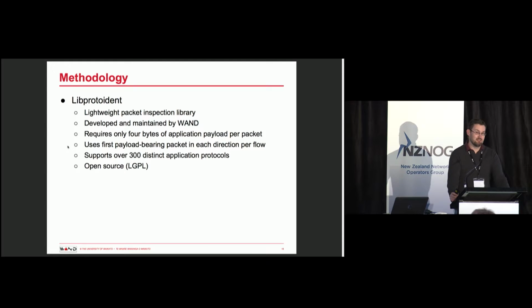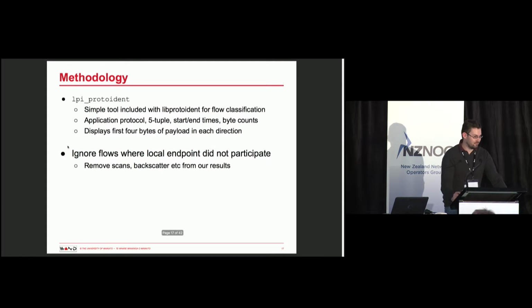As of the most recent release of libprotoident, we've got support for about 300 different application protocols. And it's open source, so anyone can download and use it. Included with the library is a simple tool called LPI protoident. What it does is you can run it against a trace or a live packet capture, and it will just spit out every single network flow that it sees. So the 5-tuple, start and end times, byte counts for each direction, as well as the application that libprotoident thinks was the source of that flow.